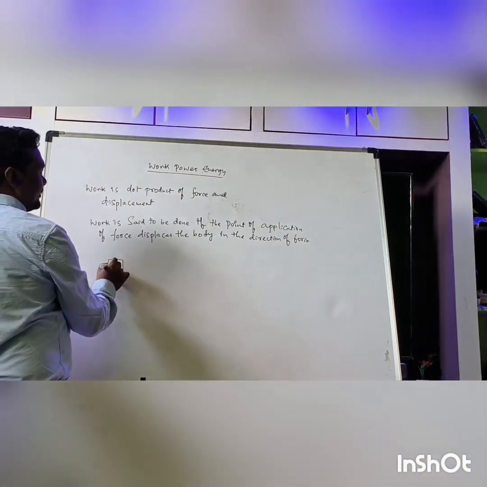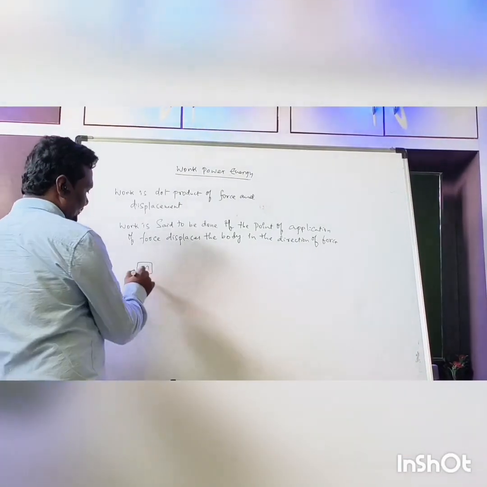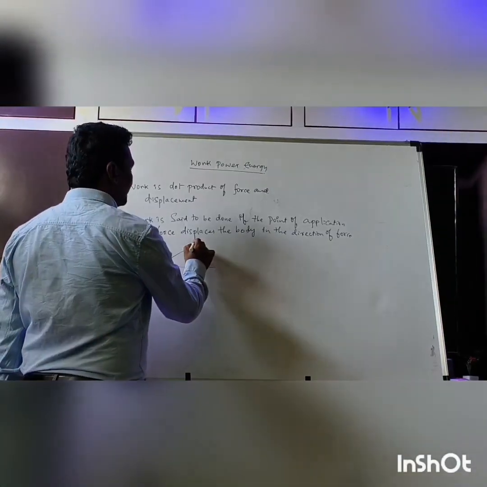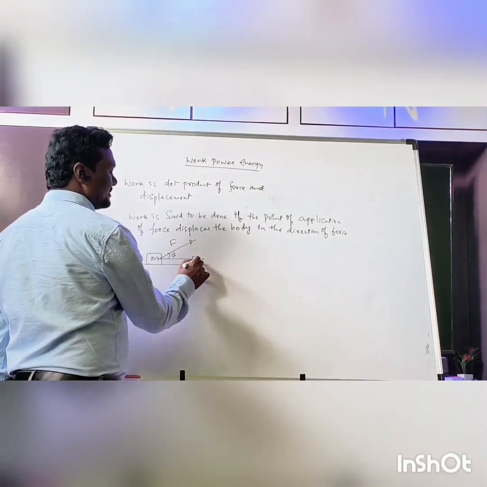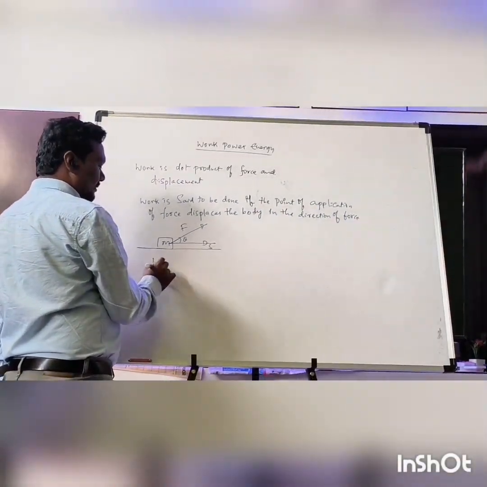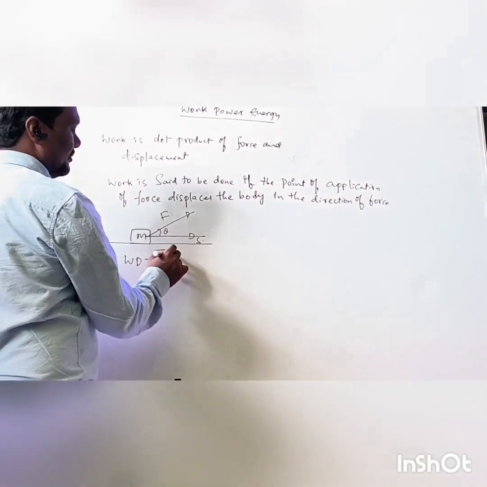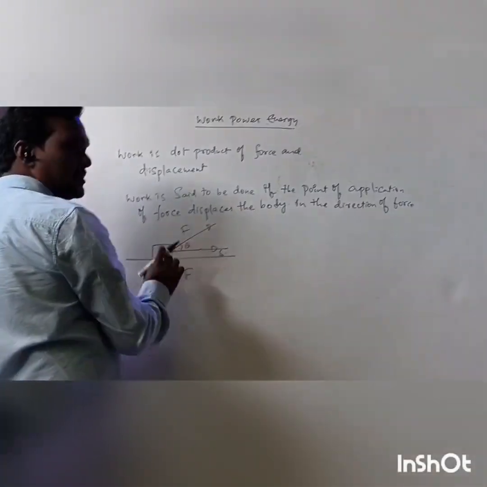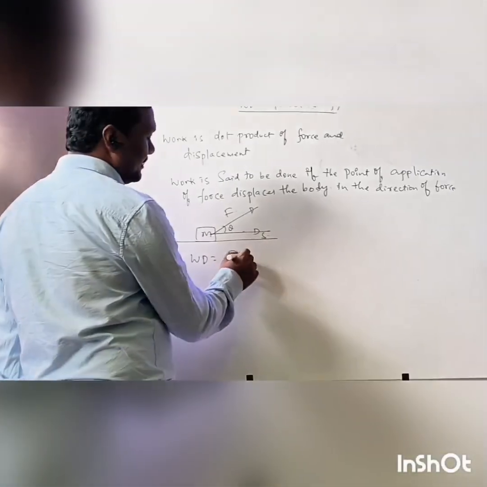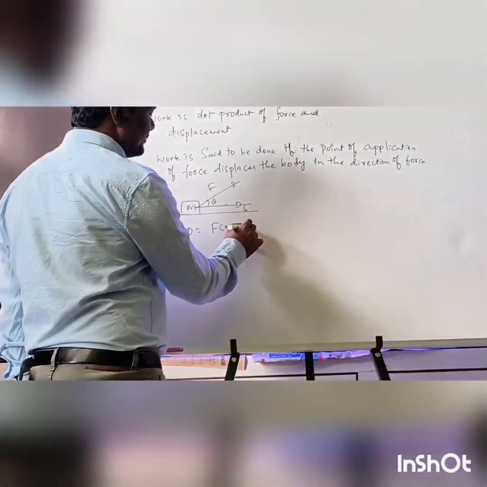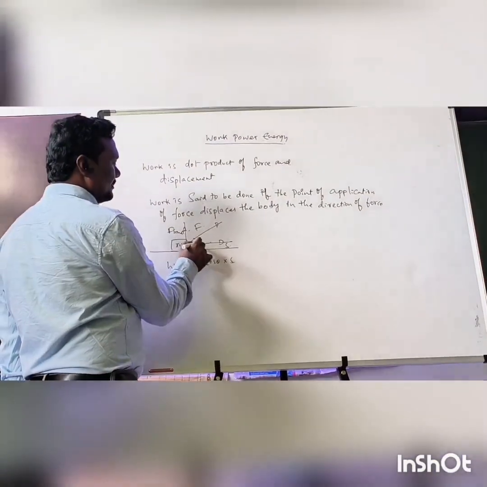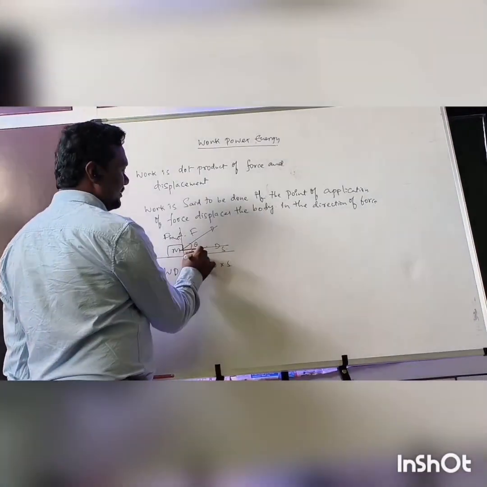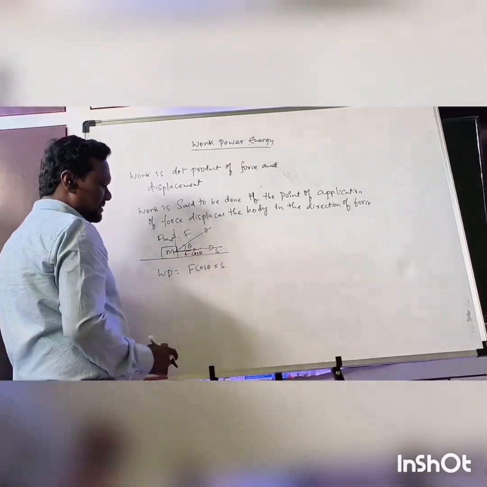Suppose M is the mass of the body. Let us say that F is the force applied, this is theta, and this is the displacement S. Now work done is equal to the component of the force that is causing the displacement, that is F cos theta into S. So this is F sin theta, this is F cos theta, so F cos theta into S.